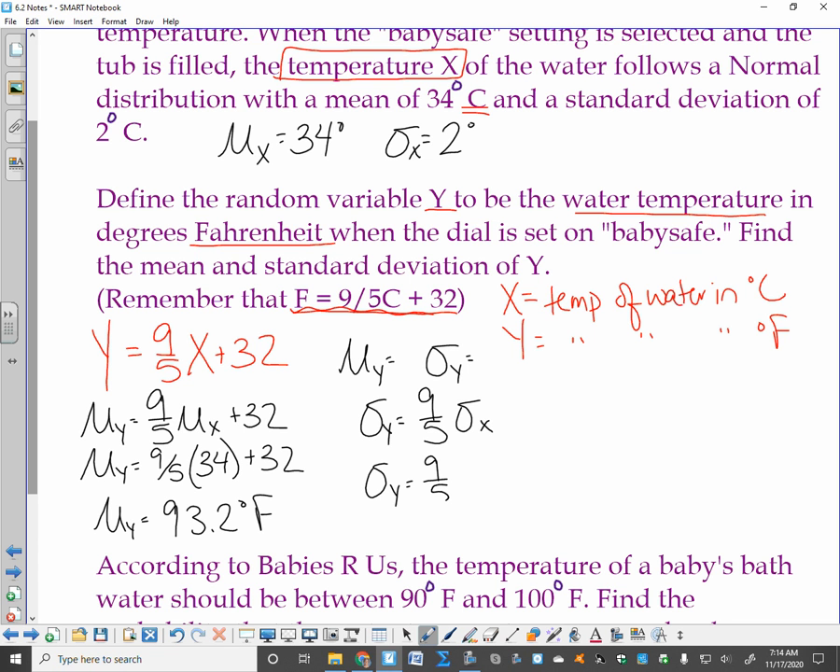So sigma sub Y equals 9/5 times 2. And that gives me 3.6 degrees Fahrenheit. Okay, so let's make sure we answered the question. It said find the mean and the standard deviation of Y. Boom. Now, to put the nice little sentence with the bow on top, I would say a randomly selected bath will have an average typically of 93.2 degrees Fahrenheit and will typically vary from the mean about 3.6 degrees Fahrenheit.